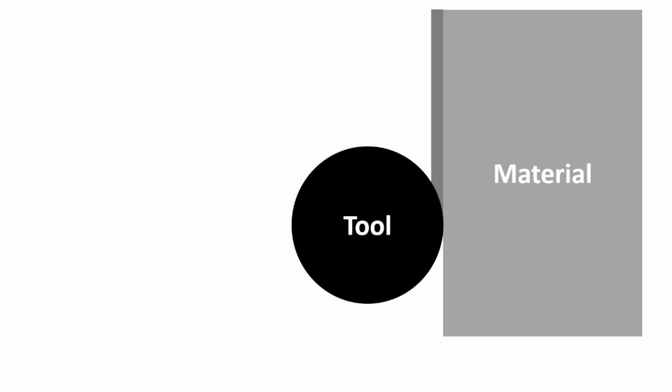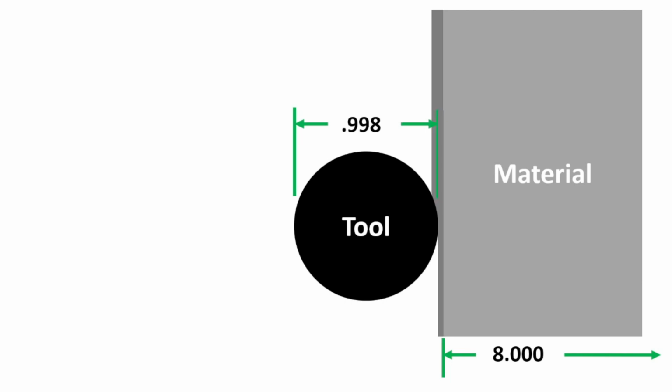When the tool is at its exact size of 1 inch in diameter, the finished size of the part should be the nominal size programmed. So the finished part should measure 8 inches in length, and then it will also measure 5 inches in width. If the tool wears 0.002 inches and is now 0.998 inches in diameter, notice that the tool is no longer cutting the same amount of material as it once was.